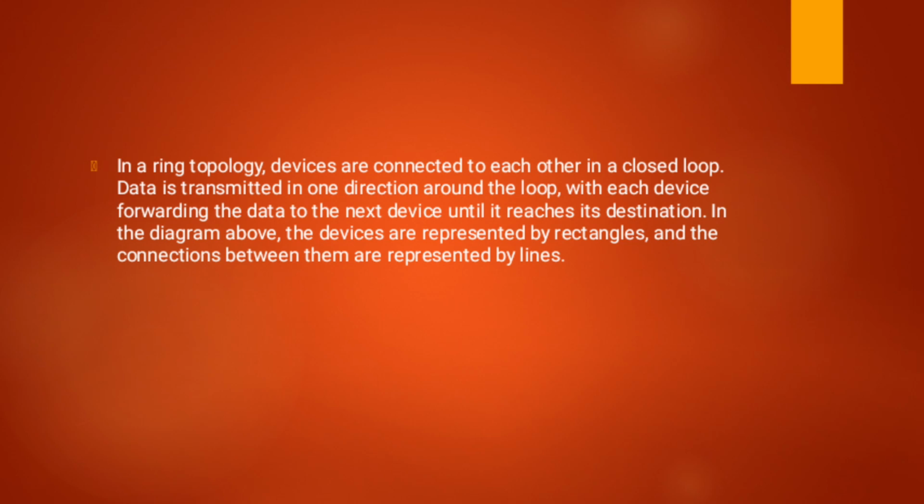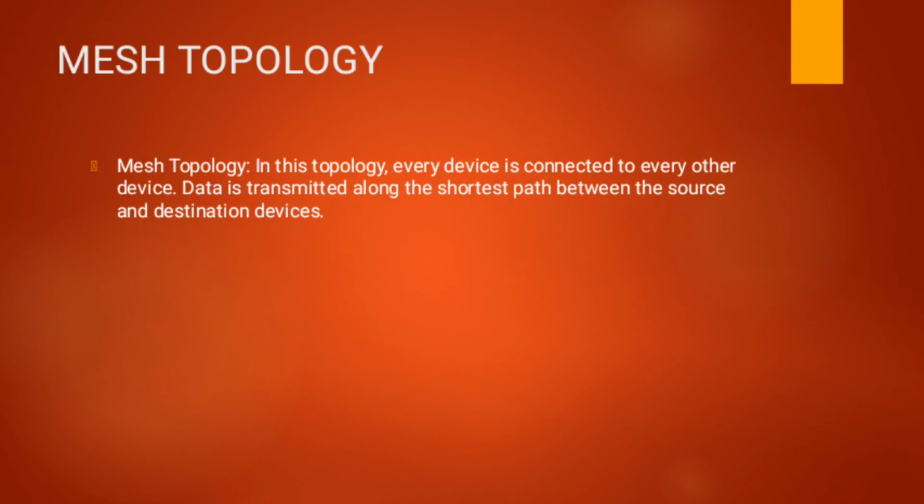Then we have another topology, which is called mesh topology. In this topology, every device is connected to every other device. Data is transmitted along the shortest path between the source and the destination device. In this case, a computer or a device can communicate with another device directly without any connection to another device or a hub or a switch, as we have seen in the ring and star topologies.